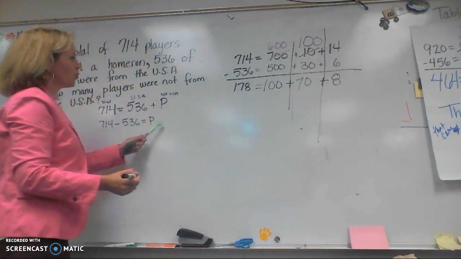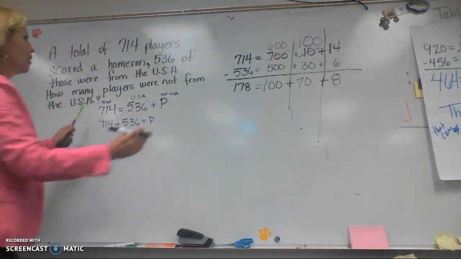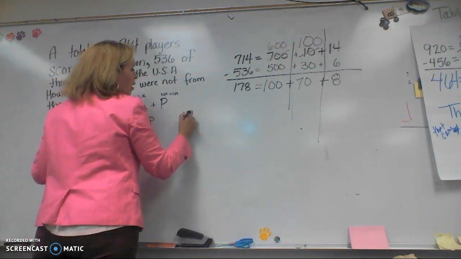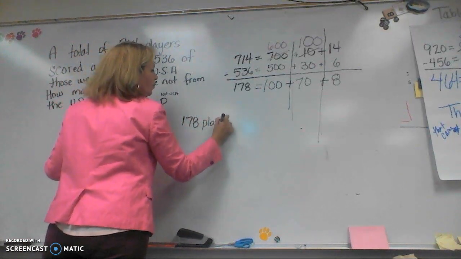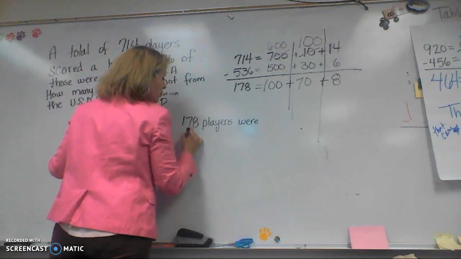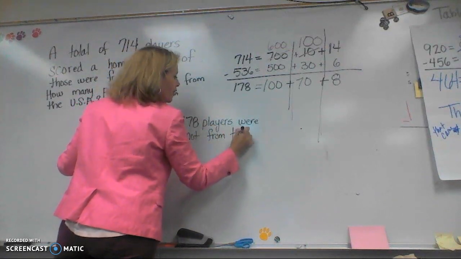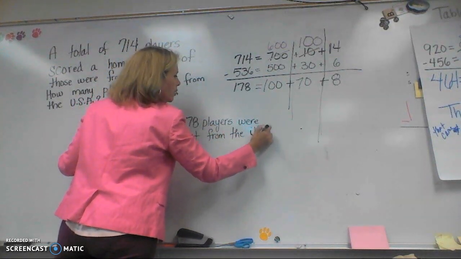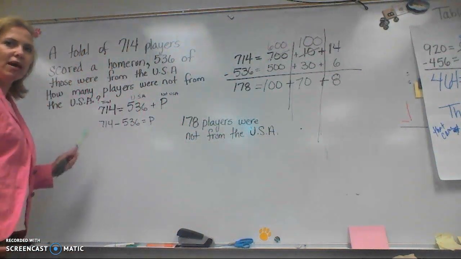So P equals 178. Let's go back to our problem. How many players were not from the USA? I can see now 178 players were not from the USA. And we're done.